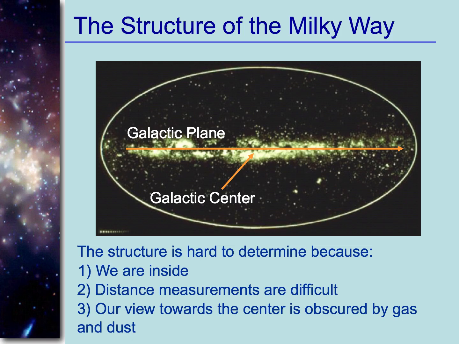Again, much of what we believe to be true about our galaxy is speculation. We know more about other galaxies than we do about our own. The structure of the Milky Way is difficult to determine, not only because we are inside of it, but because it's difficult to obtain precise distance measurements and our view of much of the galaxy is blocked by gas and dust.